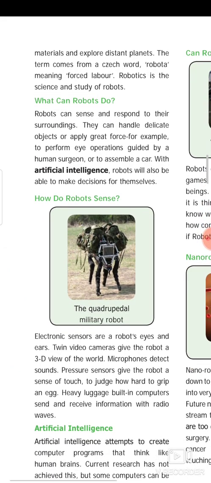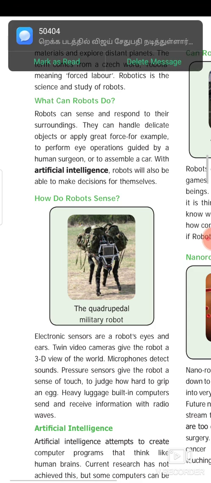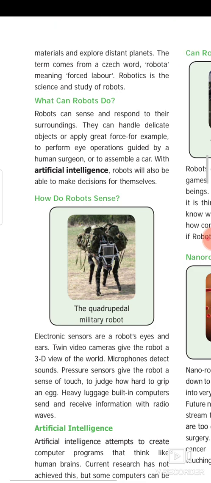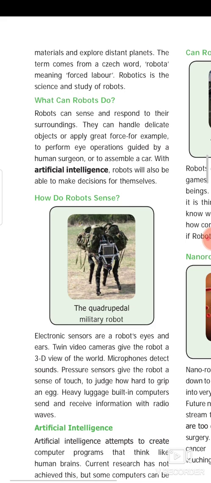So what can a robot do? A robot can do anything due to this science. Robots can sense and respond to their surroundings. They can handle delicate objects or apply great force, for example, to perform eye operation guided by a human surgeon, or to assemble a car with artificial intelligence. Robots will also be able to make decisions for themselves.